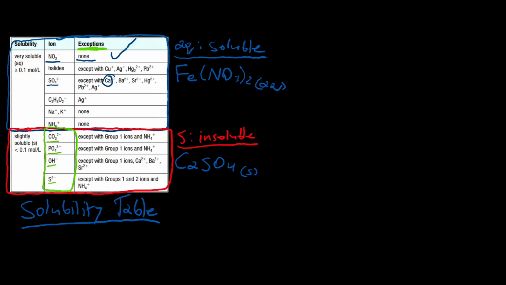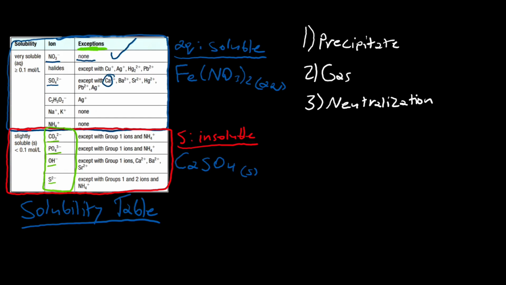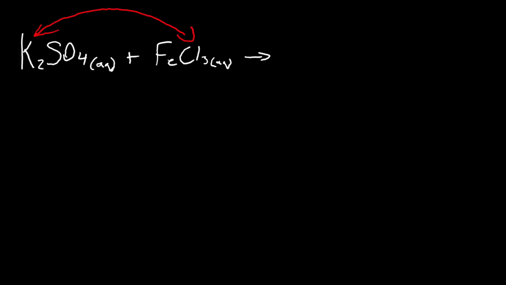One of 3 things has to happen in order to classify a reaction as a double displacement. There can either be a precipitate produced as a product, a gas produced as a product, or there can be a neutralization. Let's go over some examples to show these rules. Say we had a solution of potassium sulfate added to a solution of iron 3 chloride. We know that the first metal combines with the second nonmetal, so this potassium will combine with this chlorine, and then we also have iron 3 sulfate.